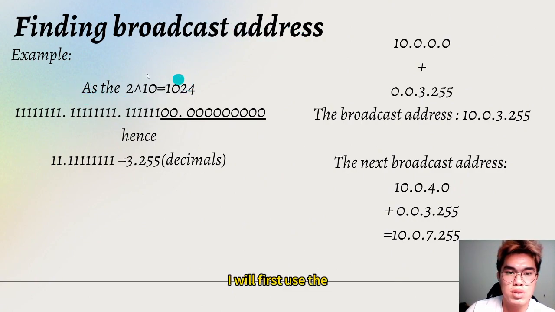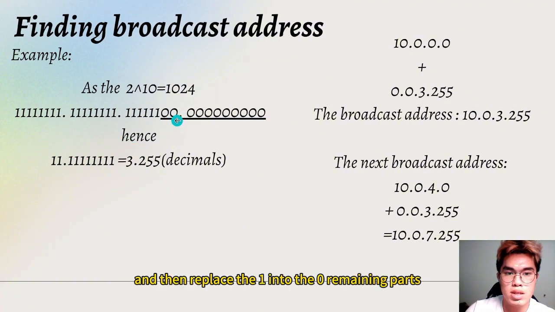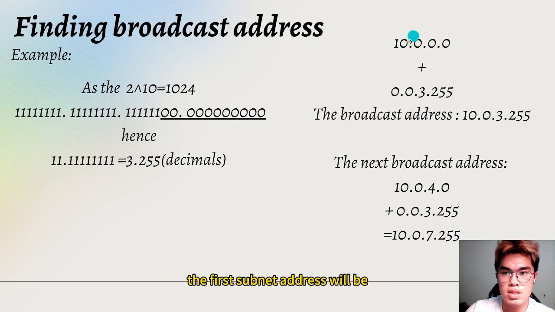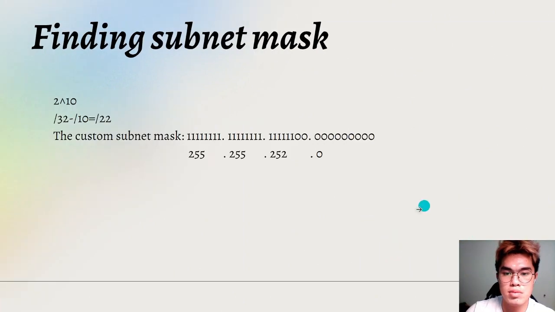The next one is to find the broadcast address. I will first use the given information, convert it into binary, replace the remaining parts with 1s, and then convert it back to decimal. So it will be 3.255. Then the first subnet address will add up with this to get the broadcast address of it. This is the next broadcast address, with the same calculation method to get the next one.